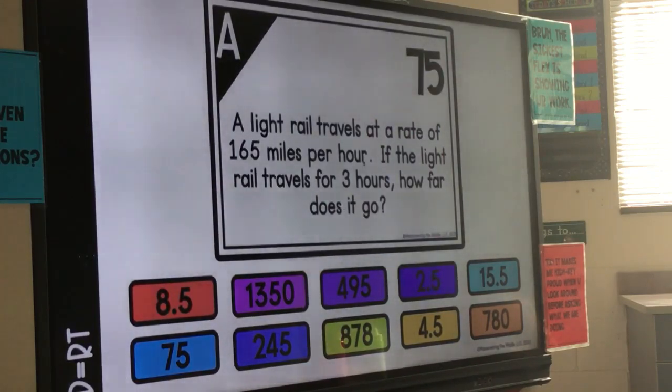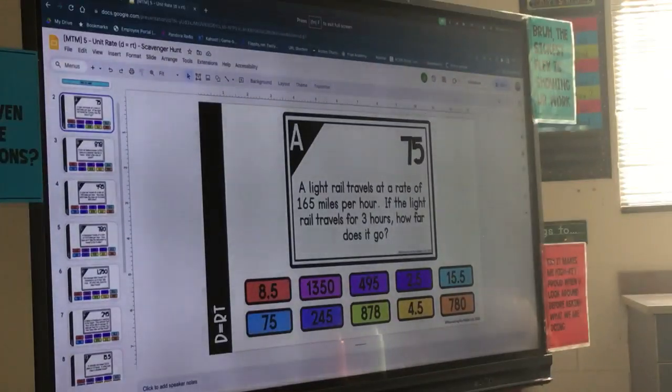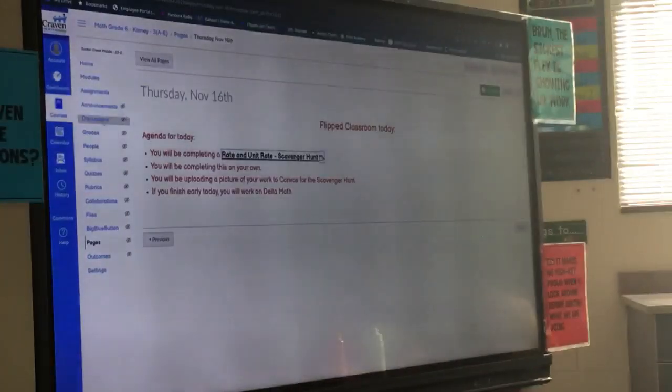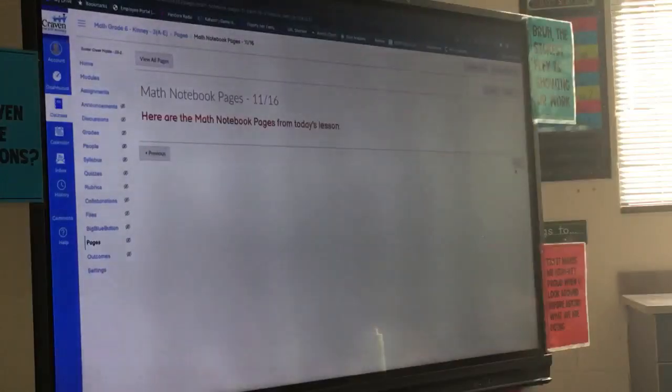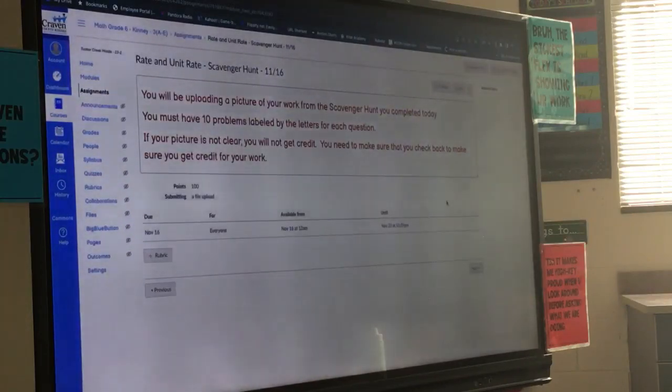Now, when you go to submit this on Canvas, the only thing I want you to submit on Canvas today is just a picture of your work. You need to be very, very careful because we've been submitting a lot of pictures that are not clear. And so now I've even started putting that into the directions when you submit your pictures. So if your picture is not clear, you are not going to get credit.